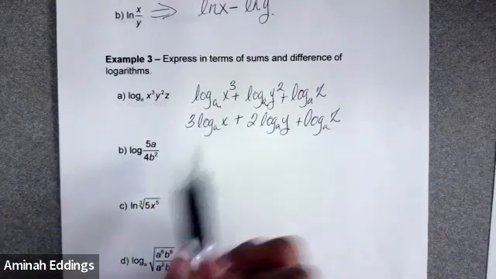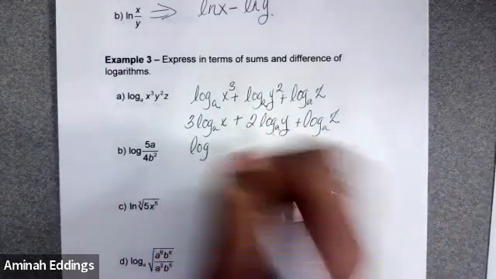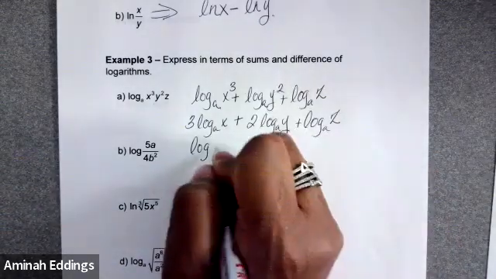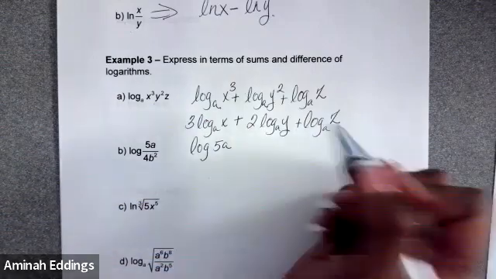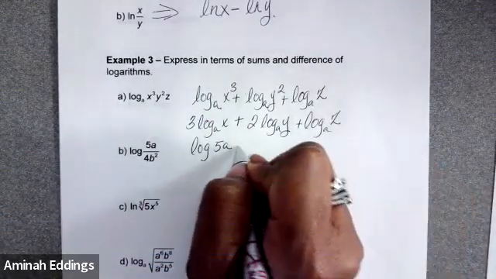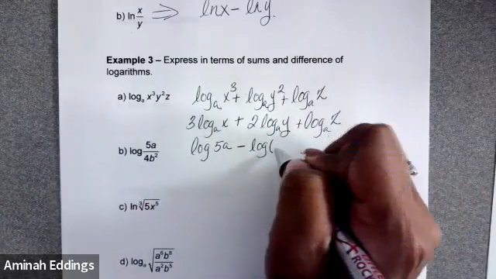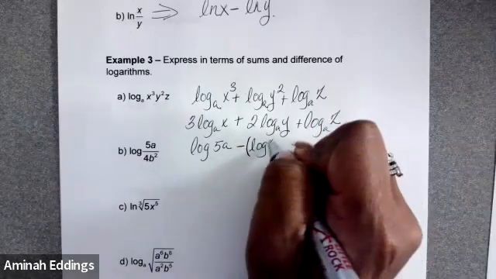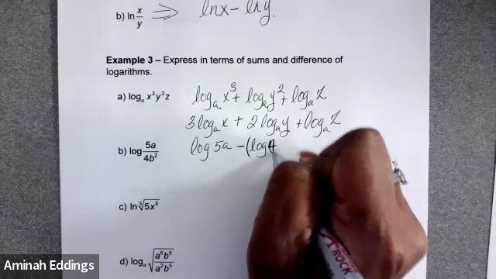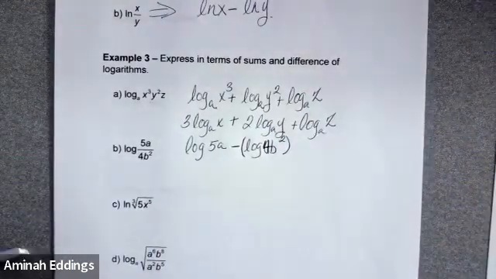So the first thing we're going to do is take care of this division. And so we're going to get log of 5a. Division expands out into subtraction. So minus log of, oops, let's do it this way. Minus log of 4b squared. Okay, that's my first step. Good.